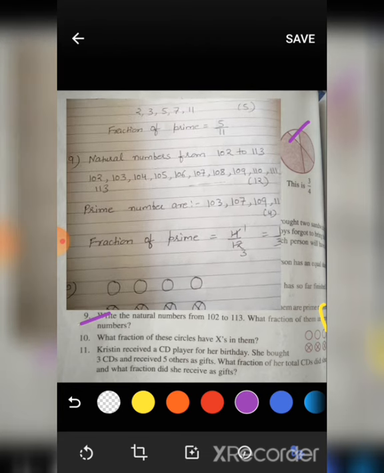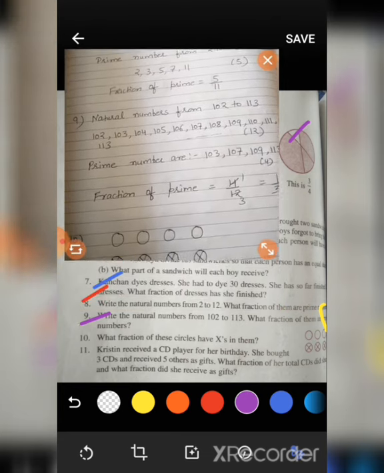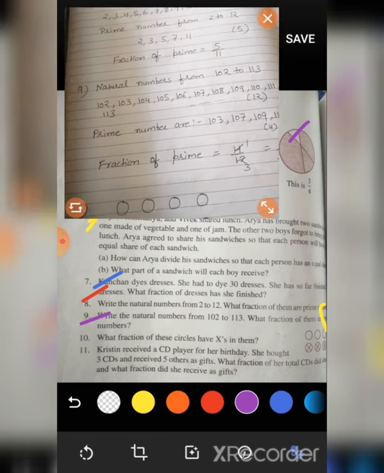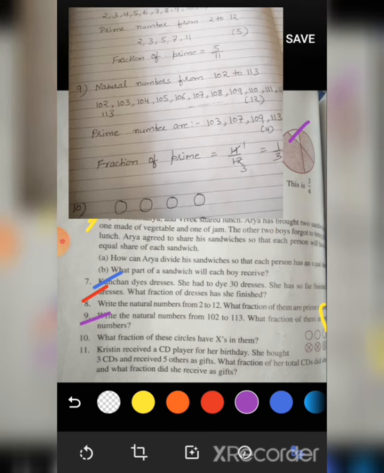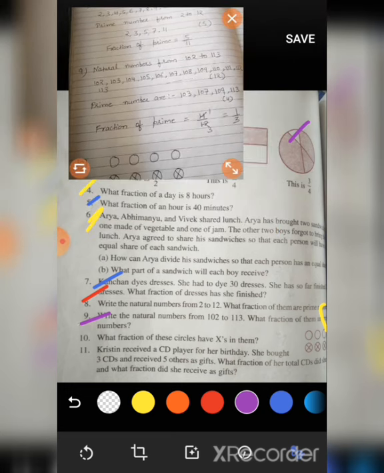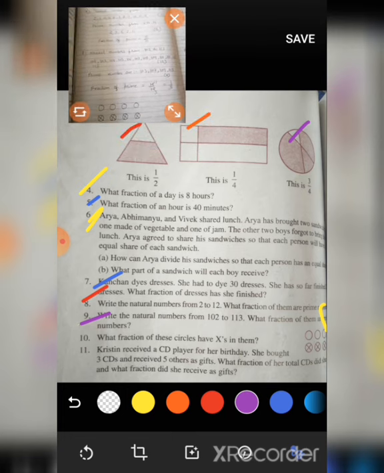I hope this question is also clear to you. See, fraction questions are very simple, you only need to understand the concept.